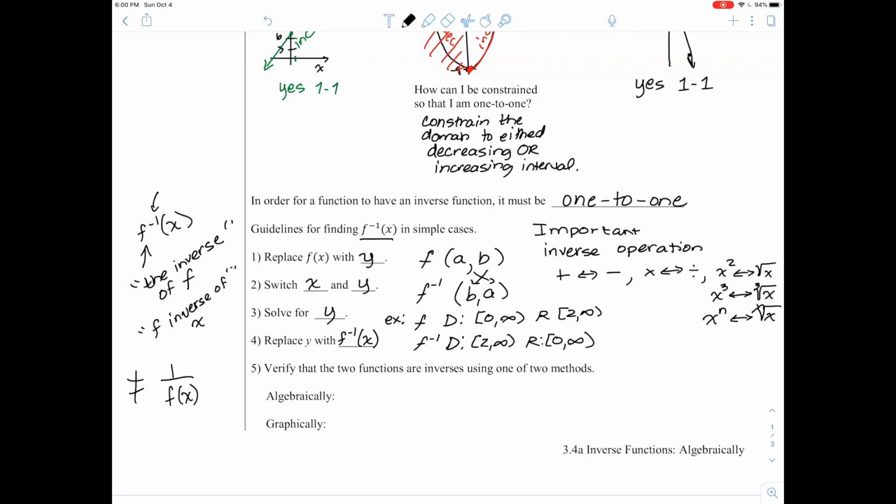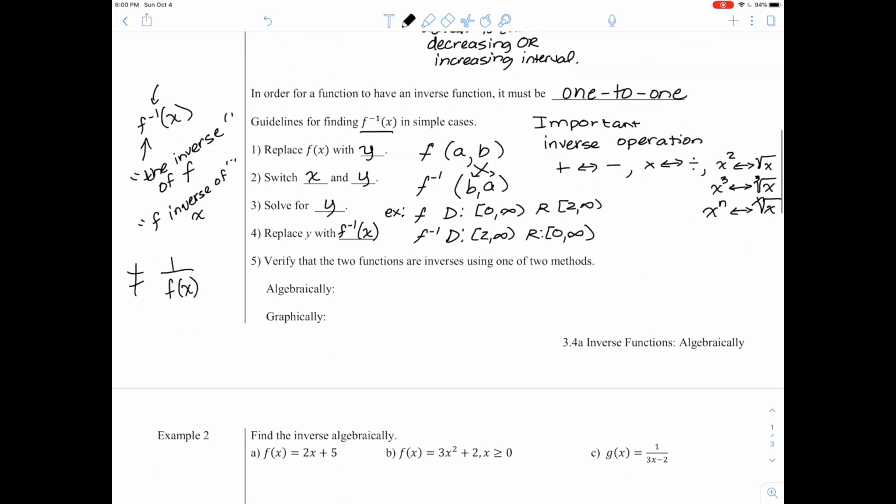So those are just critical little pieces of information that will be very helpful when you're verifying things, and it'll be really helpful tomorrow when we use graphing to find inverse functions.